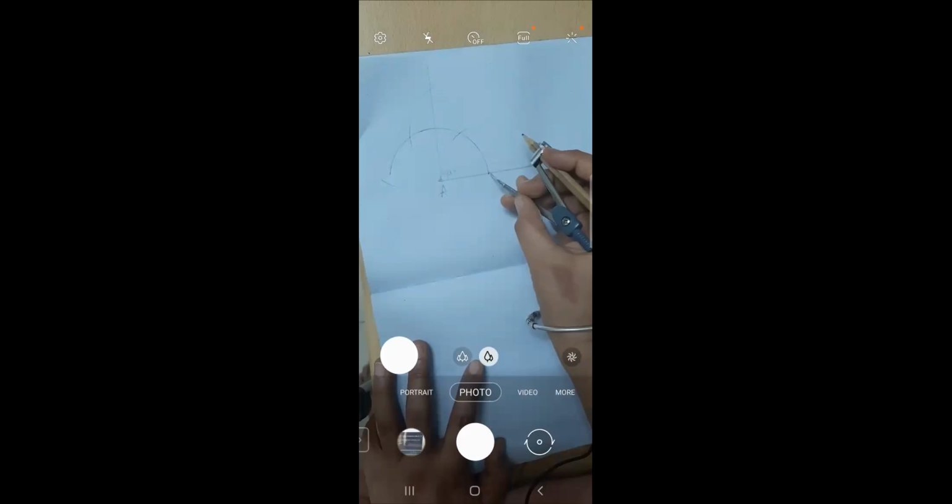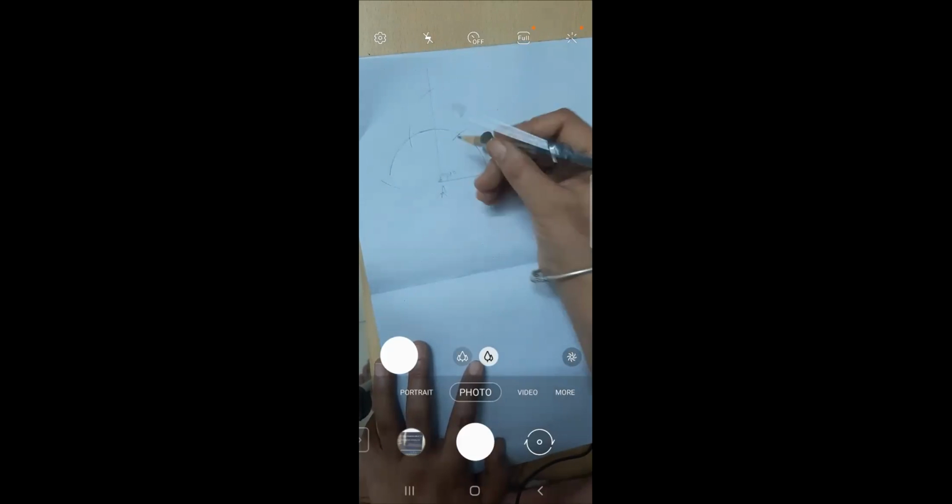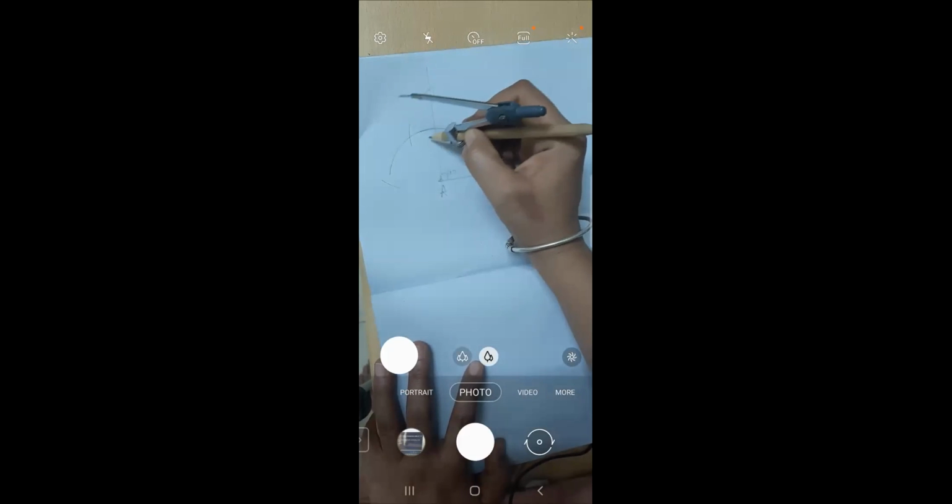Now see, you can construct many angles. The first arc angle will be 60 degree. This will be 90 degree, this will be 120 degree, and this will be 180 degree. The table of 60, 120, 180. Now you can construct other angles.